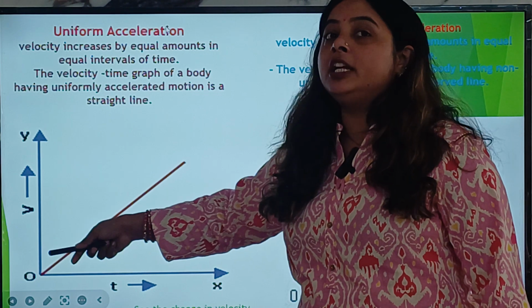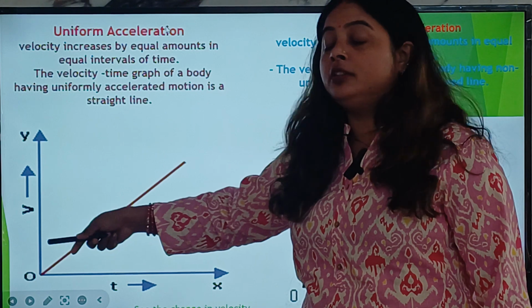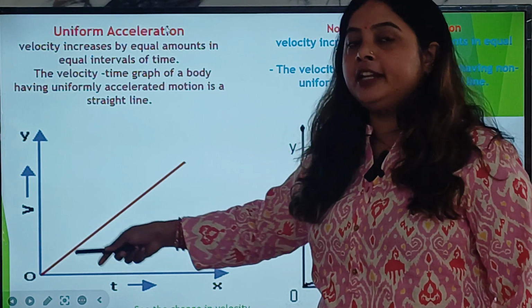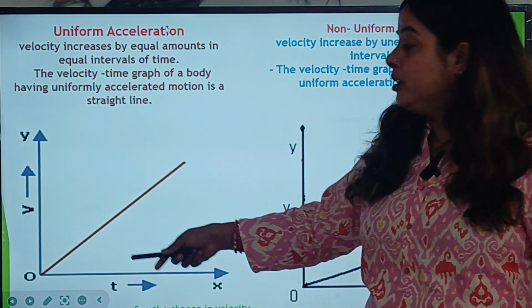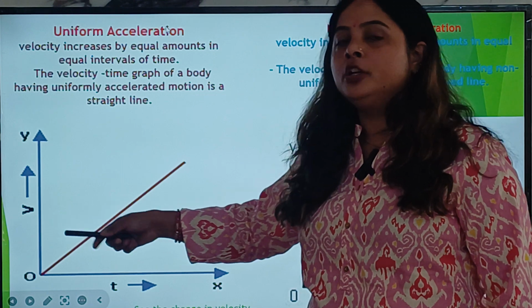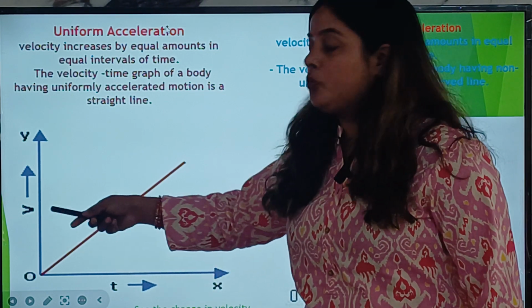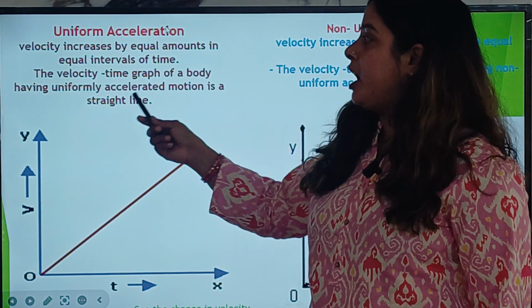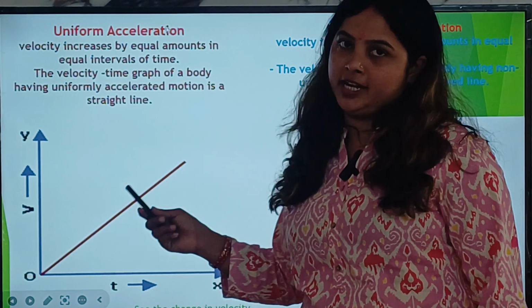Suppose in 1 second the velocity is 1 meter per second. In the next second, that is 2 seconds, the velocity is 2 meters per second. In the next second, 3 seconds, the velocity is 3 meters per second. So what happened? With equal increase of time, there is an equal increase in velocity. And in that case, the velocity time graph is a straight line.